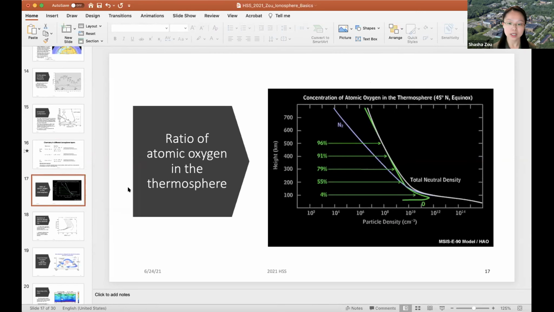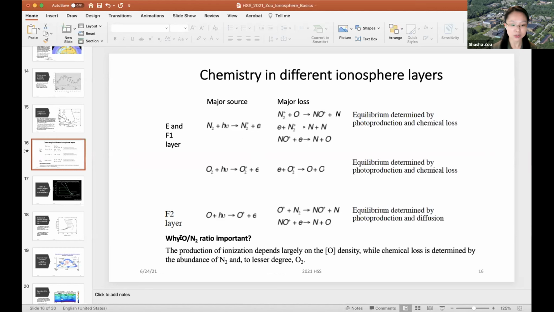So for us, we need to understand the relative abundance of O and N2. That is why people created this one parameter called the O over N2 ratio. Those chemical reactions actually give you the answer why we should care about the O over N2 ratio. In the F region, where the plasma density reaches the peak, the production of ionization depends on the atomic oxygen's number density, right? How many of those neutral oxygens can be ionized?